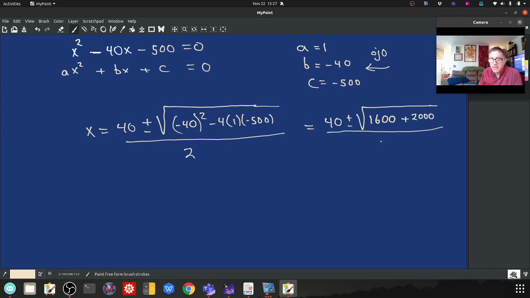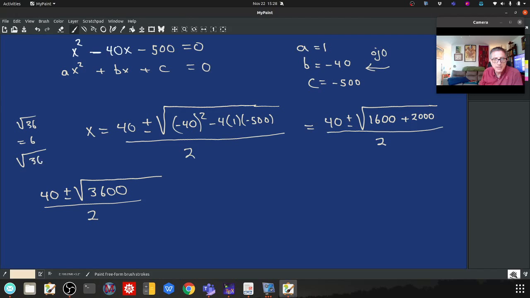All of this is going to be divided by 2. So down here, this is 40 plus or minus the square root of 3,600, divided by 2. You know that the square root of 36 is equal to 6. So the square root of 36 times 100 is going to be 6 times 10, the square root of 36 times the square root of 100, which is going to be 60.